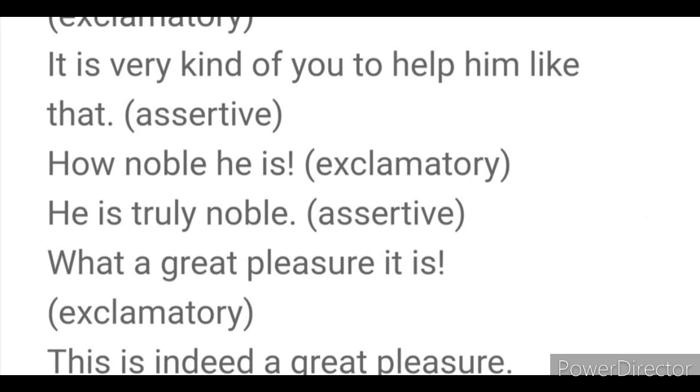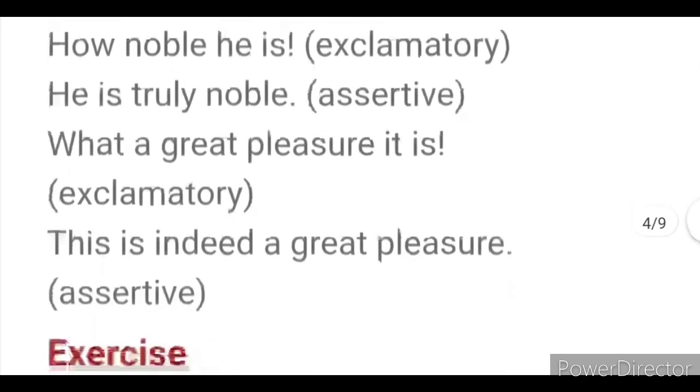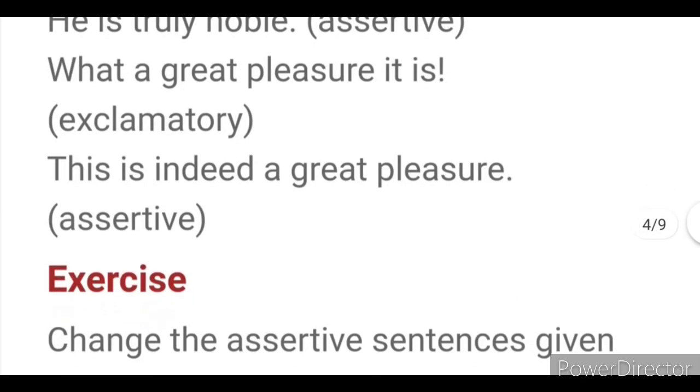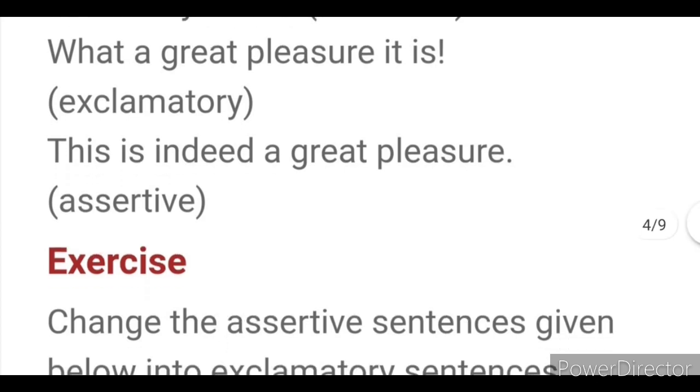See, the tone of the voice changes. Exclamatory sentence, you are exclaiming. But assertive, you are just flatly stating something. What a great pleasure it is! Exclamation mark, exclamatory sentence. This is indeed a great pleasure. Becomes assertive sentence. Now here is an exercise.